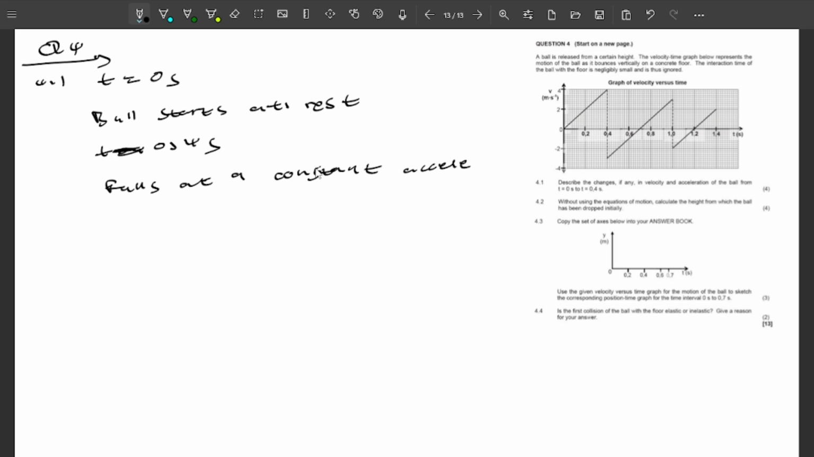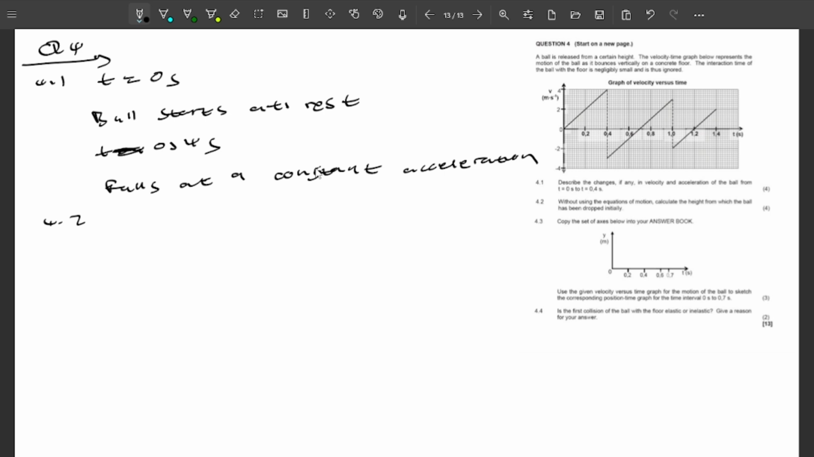Now they said they wanted velocity and acceleration. So velocity is this one, acceleration is this one. And then simple. Just like that. You're done with 4.1. This is basically what they wanted only.